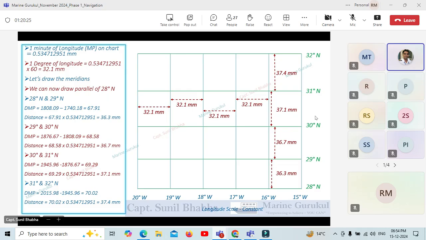Any doubts now, beta? Sir, in the previous slide, we calculated the length of 1 minute of latitude on the chart as 0.617. What is the difference between this and that, sir? Now we are calculating the meridional parts. Okay, so basically your question is that when we have the length of 1 minute of latitude, why can't we use that here to measure the gap between parallels of latitude, right?